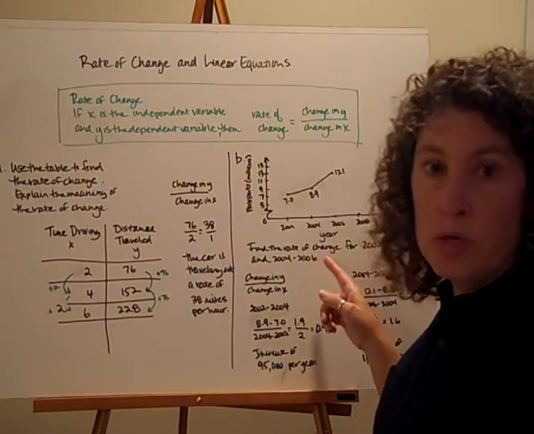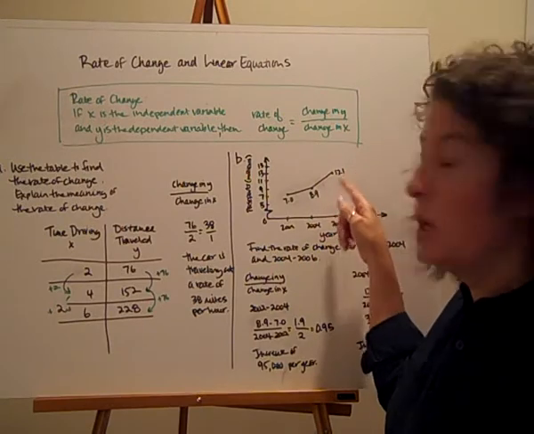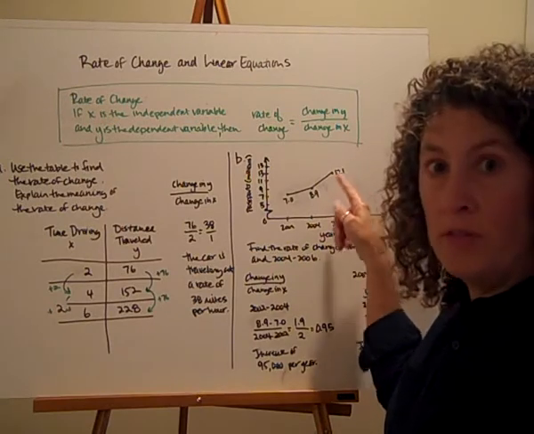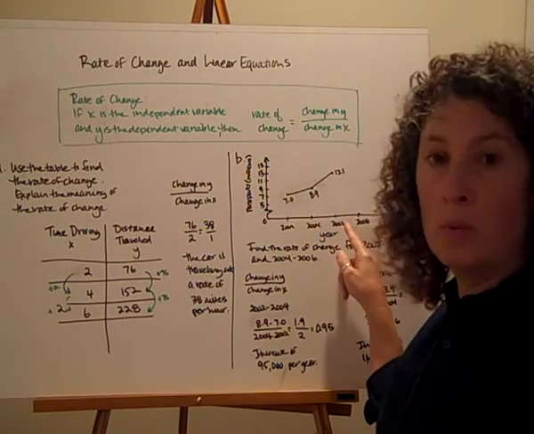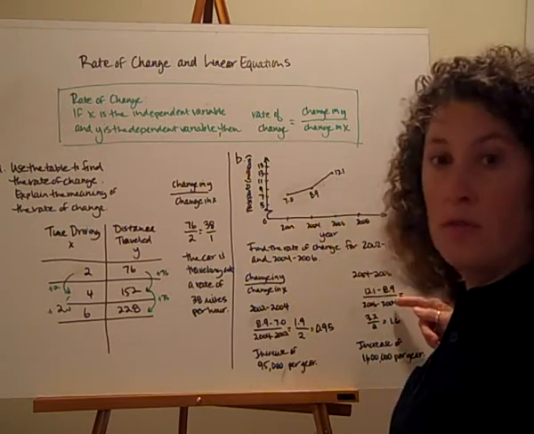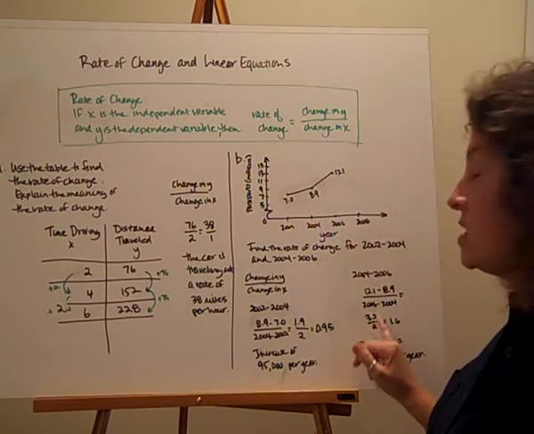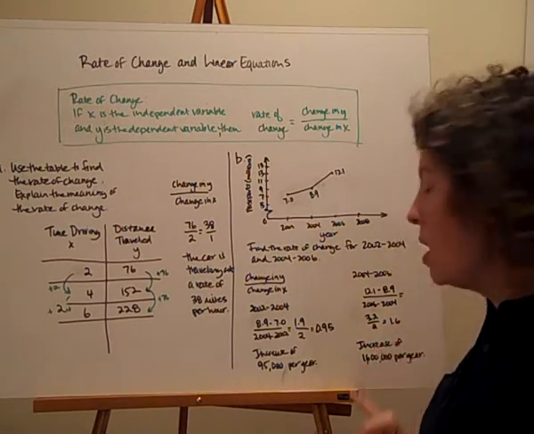For 2004 to 2006, again, I'm going to take my output, my dependent variable, and find the change, 12.1 to 8.9. I'm also going to do the same thing with my independent, my input, 2006 minus 2004. When I do the math here, I have 3.2 over 2, which simplifies to 1.6. What does that mean?